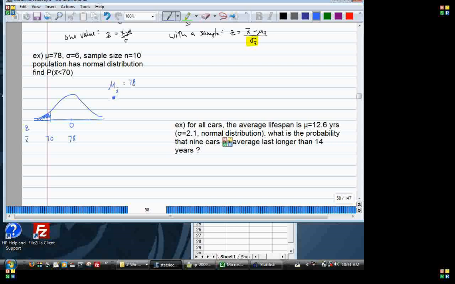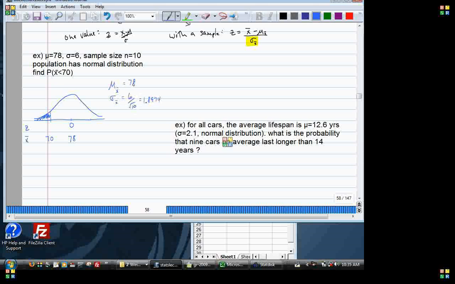Now, standard deviation, first of all, what's the notation for standard deviation? Sigma x bar. And what's it going to be? 6 divided by square root of 10. That's the whole point. Which works out to what? 1.8974.